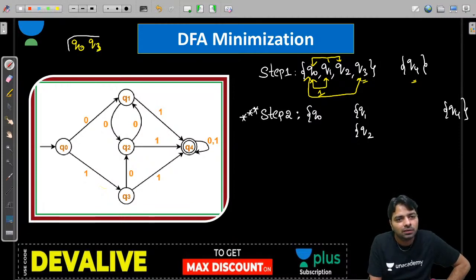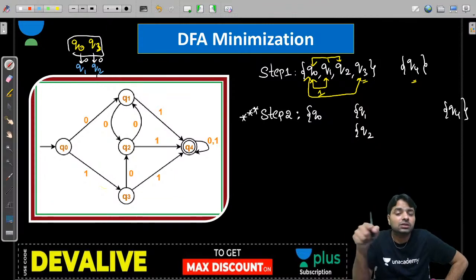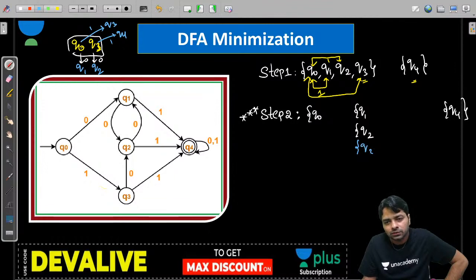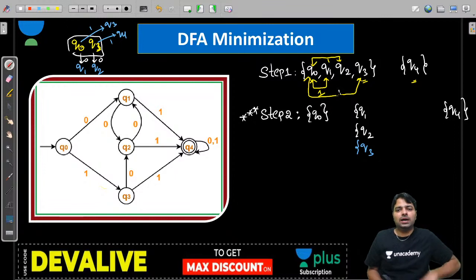Tell me, on 0 what are they doing? Q0 on 0, Q1, Q3 on 0 is Q2. Okay, Q1, Q2 are in the same set in step 1. Don't look at step 2 now. And on 1, Q0 on 1 is going to Q3, Q3 on 1, Q4. Again they are separated. So Q0 is alone now, guys.